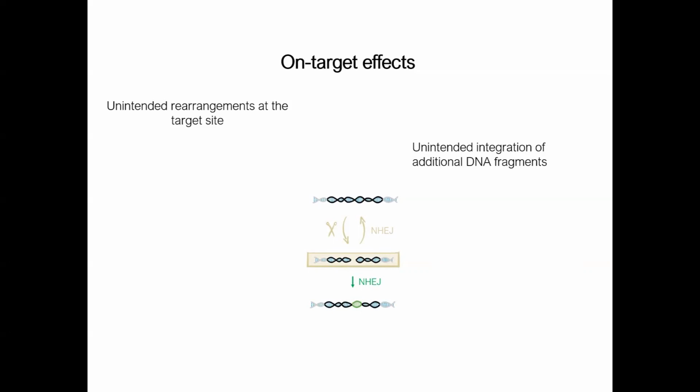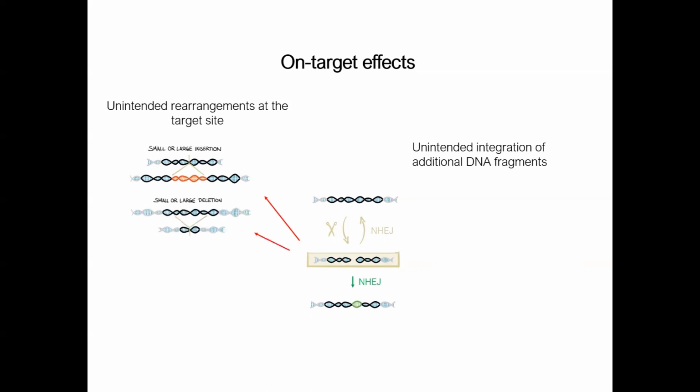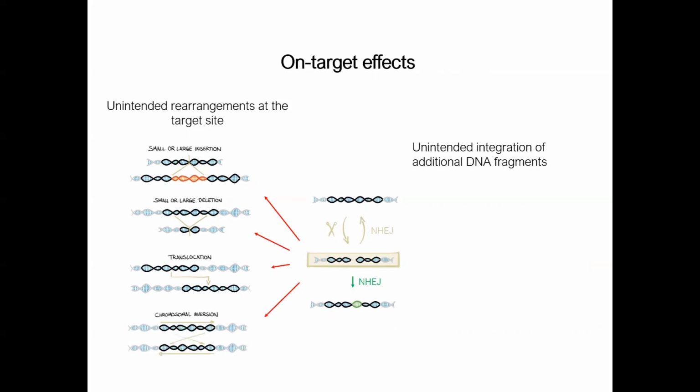There's also the possibility that large or small insertions are integrated into the target site. In addition, large or small deletions can occur in the target region. Plant DNA sequences can also be incorporated at another part of the genome, which is called a translocation. In addition, the orientation of the target DNA region can be reversed, which is known as an inversion. The mechanisms that are responsible for the occurrence of these unwanted changes are not yet fully understood.